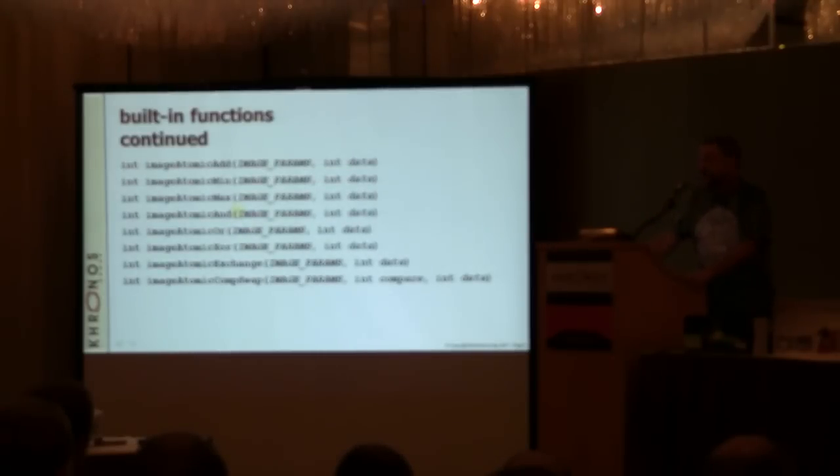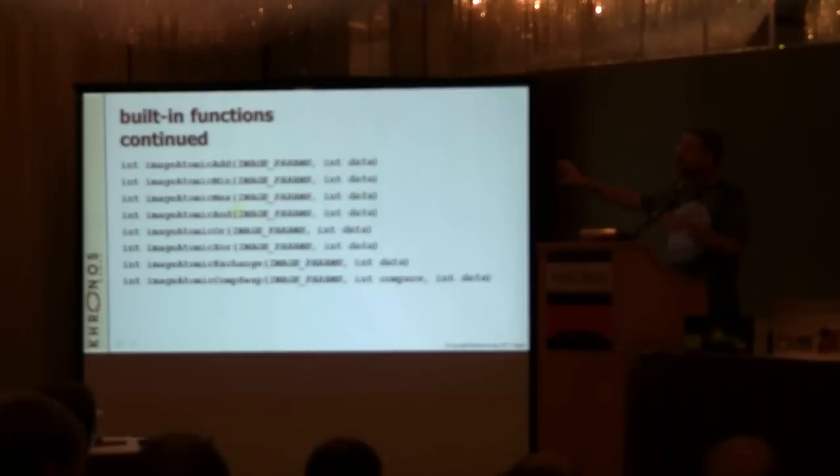We have a bunch of atomic functions. At a high level, all the atomic functions will fetch the texel, take the data that I passed into the function, perform an operation on it, put that new value back into the texel, and return to my shader the original value of the texel. So the very first part of the process is pull the old texel out, do some new stuff, put the new texel in, but I get back in the shader the old texel.